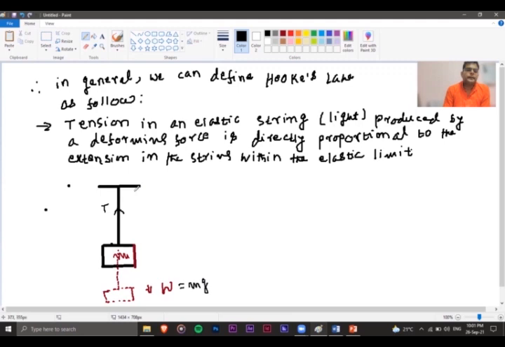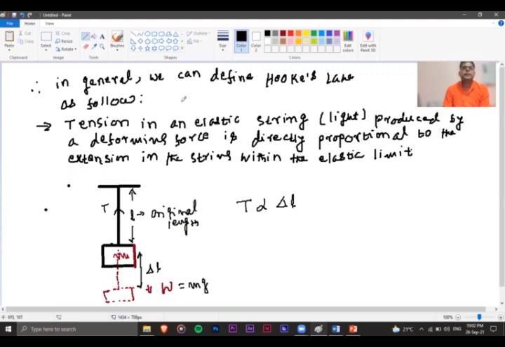All right. In the beginning, suppose the original length of that light string was, for example, L. Then due to the weight of this body, its length has extended up to here, and this extension we can suppose is delta L. So in this case, we can say that T is directly proportional to the extension, that is delta L, according to Hooke's law.